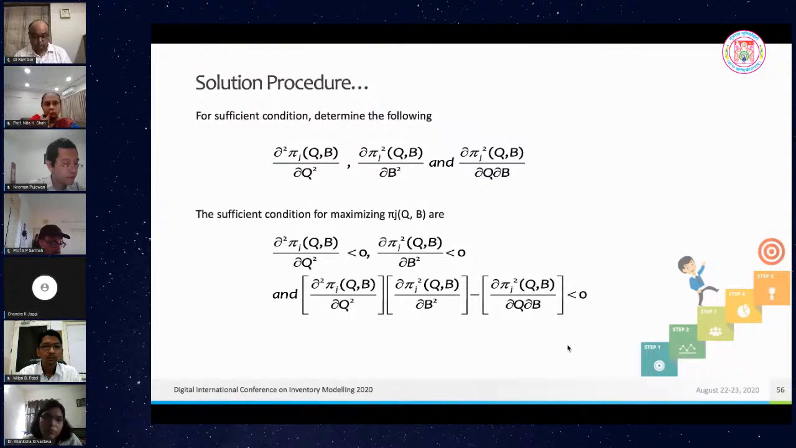And this is basically the sufficient condition, that is, to establish that whatever results we have obtained are optimum or global. Those are the sufficient conditions for that.